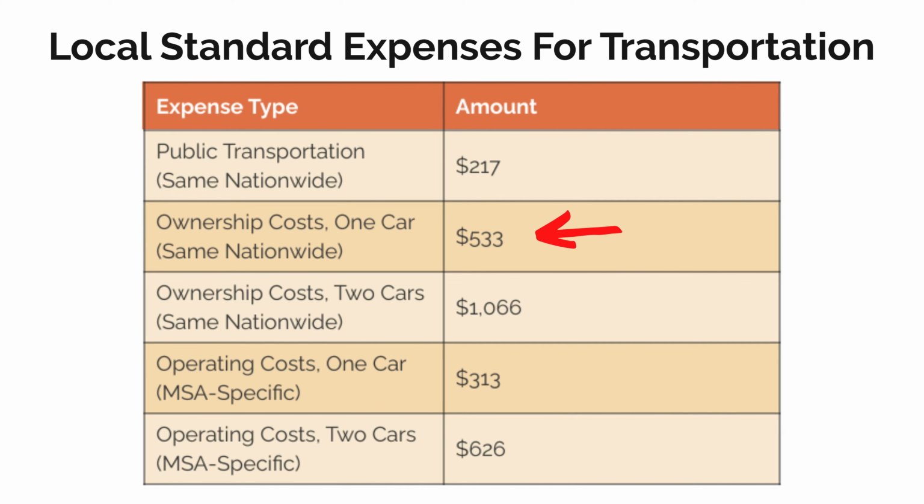All right, now let's talk about ownership costs, which, like public transportation costs, are the same nationwide. So for 2021, the ownership cost for 1 car is $533, and the ownership cost for 2 cars is double that, $1,066. If you're single, by the way, you can only base your expenses on 1 car, even if you own multiple vehicles. The 2-car standards are only available to married taxpayers. However, the 1-car standard must still be considered on a per-car basis.